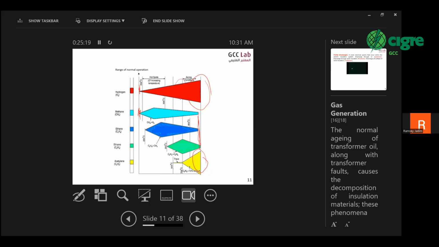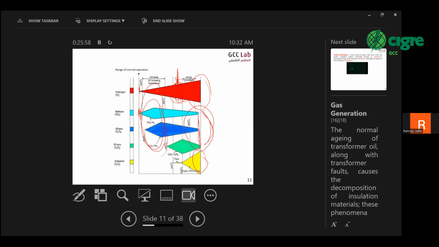That means we are here, in this area. This area is partial discharge. This area is arcing. This area is partial discharge, without any acetylene, or just a little acetylene. If I have just these three, if I have just this area, that means I am in a thermal fault between 200 and 300 degrees. This is very important information that we give to the transformer owner.